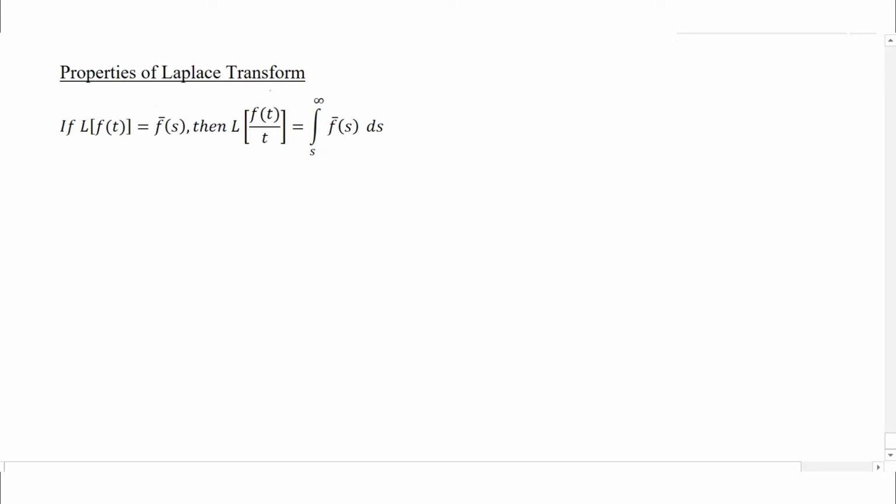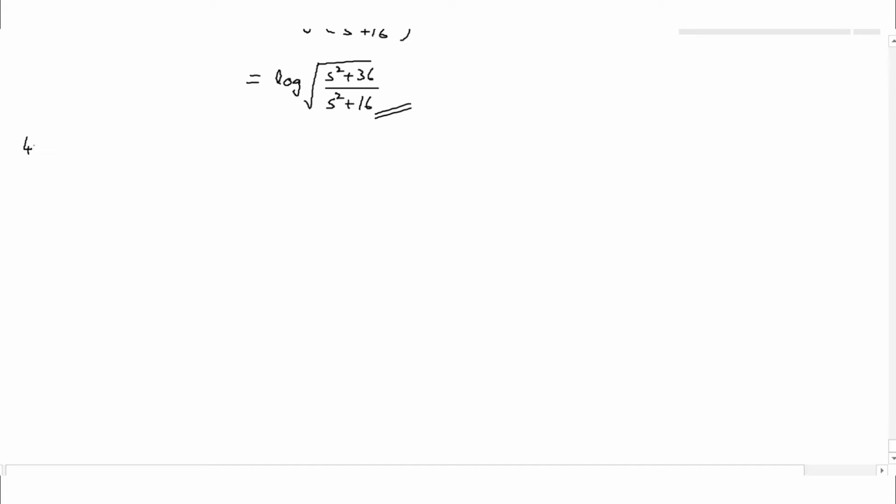Today we will be discussing the properties of Laplace transform. In the previous video we already discussed this property. We will continue with a few problems based on the property of Laplace transform. Let us take the next question.